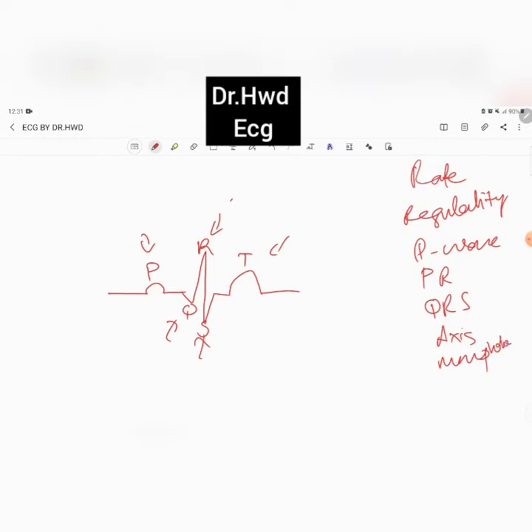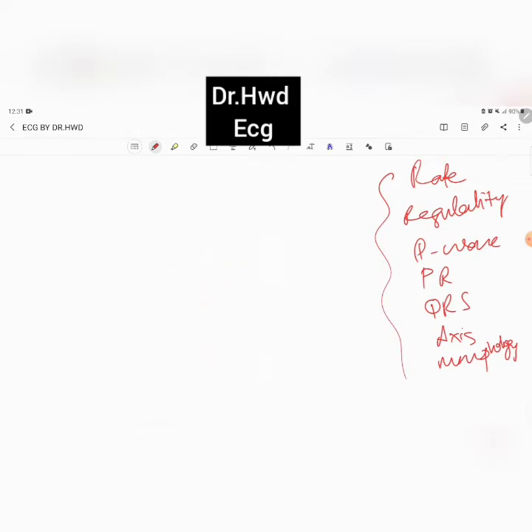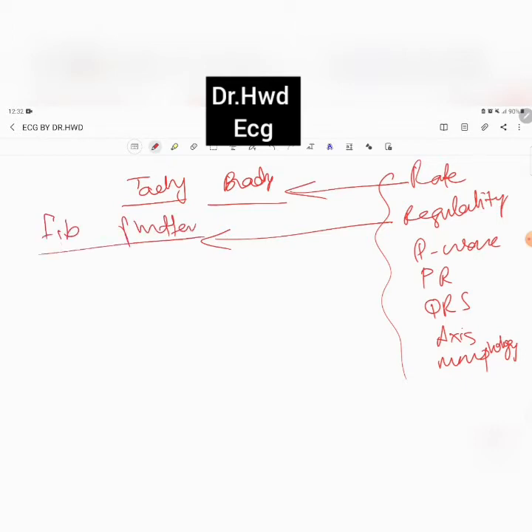Before I go any further, I want you to know what you would look for in these things, because that is all that is important for your PLAB 1. First is the rate. You want to look at whether there is a tachycardia or a bradycardia. Forget about whether there's a fibrillation or a ventricular part to it. First you have to determine the rate. Then you look at the regularity, for which you see whether it's a fib or a flutter. For the P wave, you're again looking for flutter or fibrillation. Then your PR interval would be for the blocks.